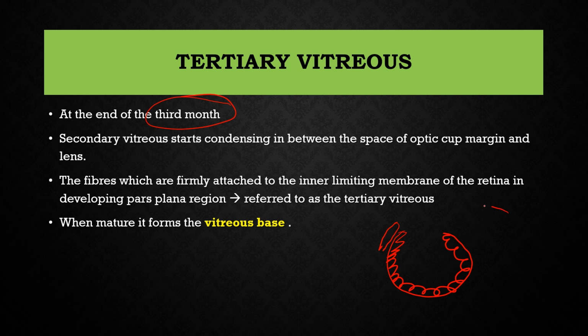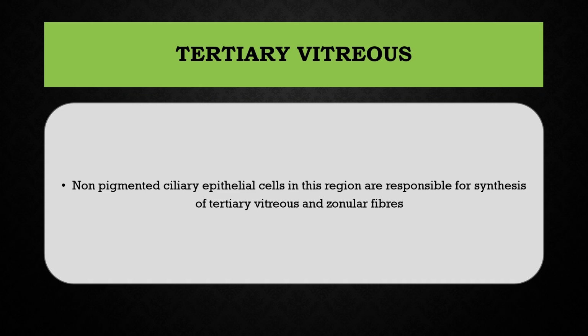Now, from the anatomy of the ciliary body, you would remember that we have the iris and the ciliary body. We have two parts of the ciliary body. The anterior part is called the pars plicata, and we have the posterior smooth part called the pars plana. Now, the tertiary vitreous basically starts developing firm attachments with the epithelium of the pars plana, and ultimately in adulthood, when it matures, it is going to form what is known as the vitreous base. Right? So tertiary vitreous ultimately leads to formation of the vitreous base.